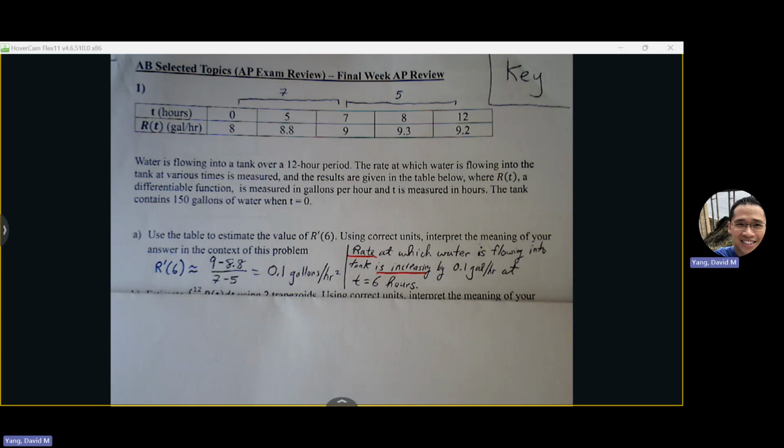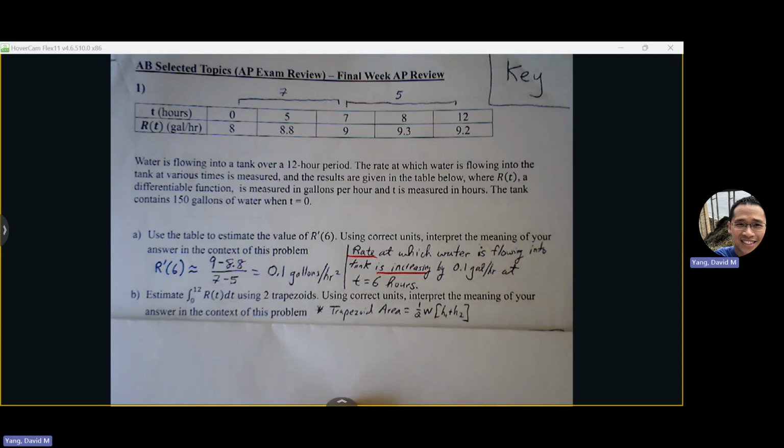In terms of the meaning, anytime we have the second derivative, we want to be able to use these keywords: either rate is increasing or rate is decreasing. So in this case, the rate at which water is flowing into the tank is increasing at 0.1 gallons per hour, or increasing by 0.1 gallons per hour at t equals 6 hours. Here, I use my units of gallons per hour because I have the word increasing. So increasing by this is the same thing as gallons per hour squared.